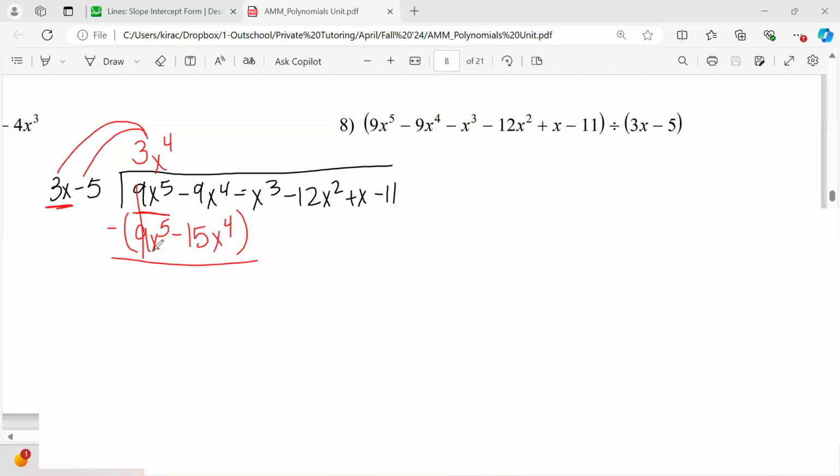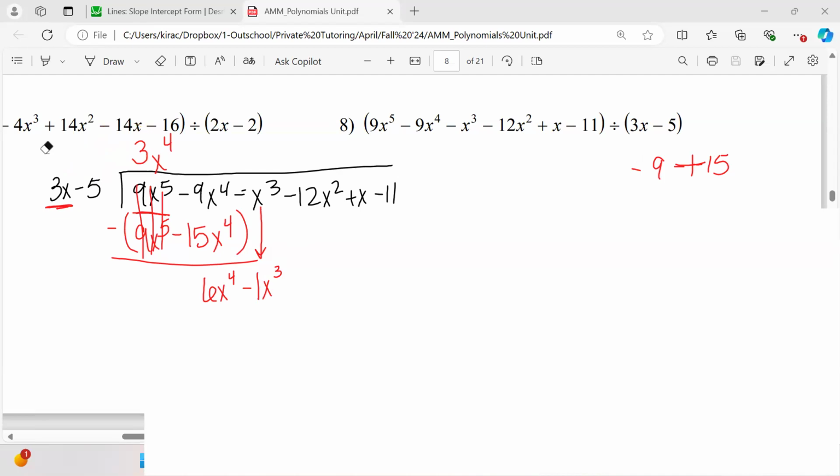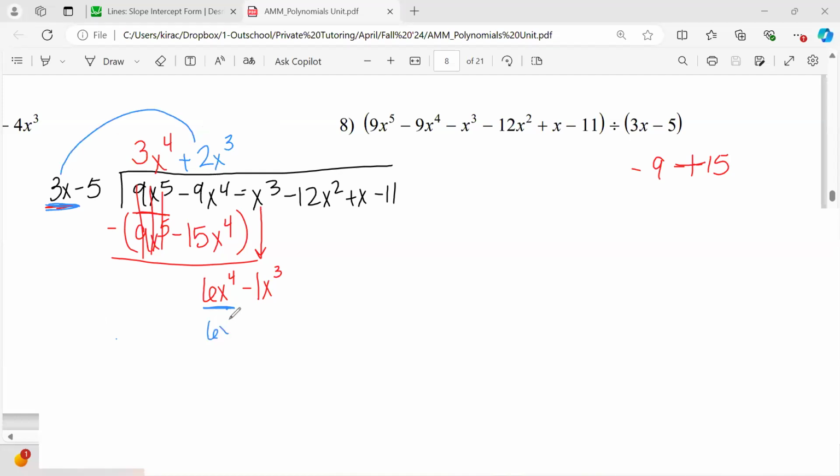Subtract. The first cancels, and careful, that's negative 9 minus negative 15, which would turn to plus and be 6x to the fourth, and drop down. If you want to put the invisible 1, feel free. And then let's go again. Okay, so we ask ourselves, 3x needs to look like the new first component. 3 times 2 would be 6, and he needs 3 more x's to be x to the fourth. Let's do that. That would be 6x to the fourth.